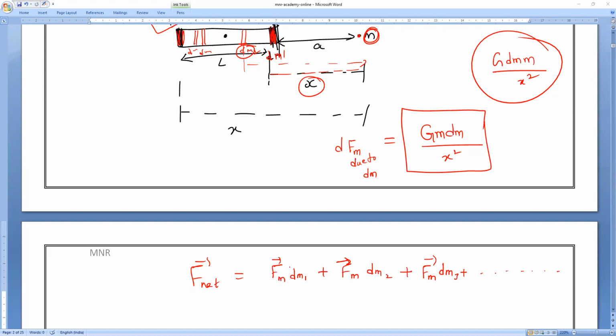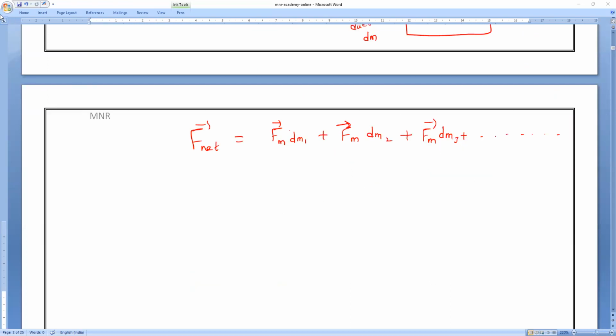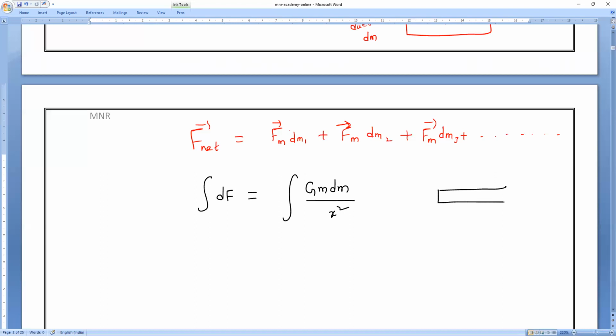Yes, please. If you are involved, it is very good. Okay, so it is like that, infinity number of segments I can make. Infinity means we can use some formula. What is that? We can use a mathematical concept. Everybody? Integration. So integration of dF is equal to integration of G M dm divided by x square. So now x is equal to the limits. Observe very carefully. Up to here, what is the distance actually? The distance between them is a, so x is equal to a.